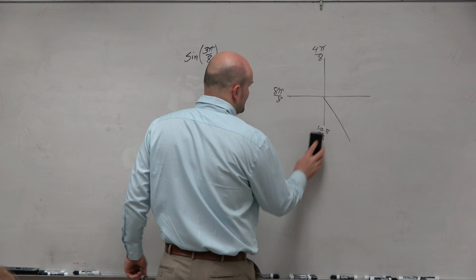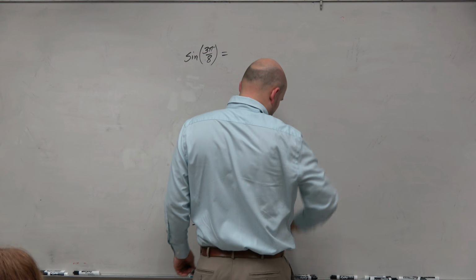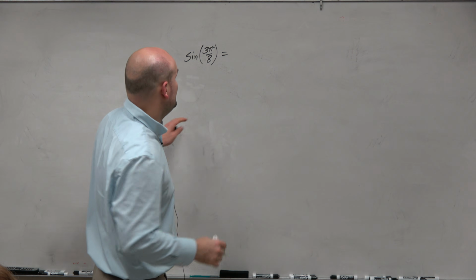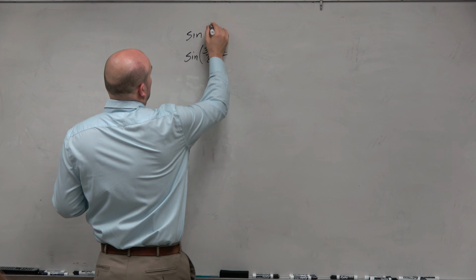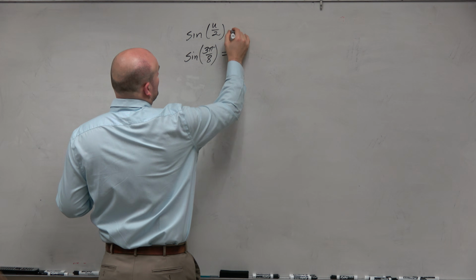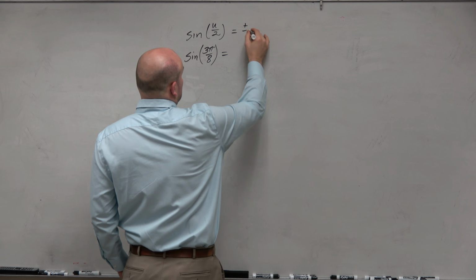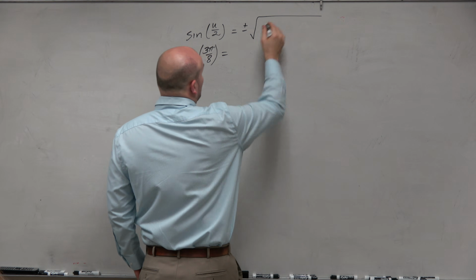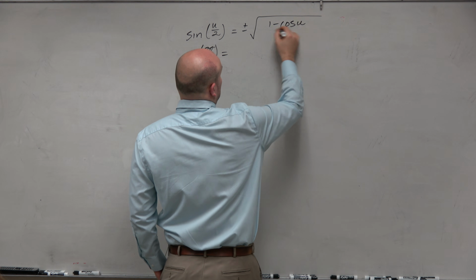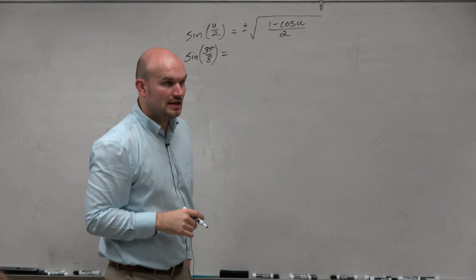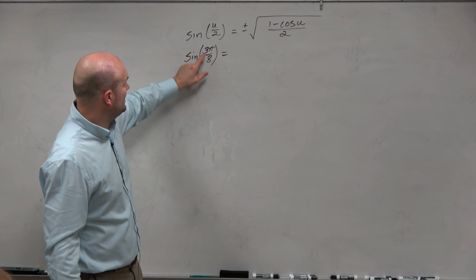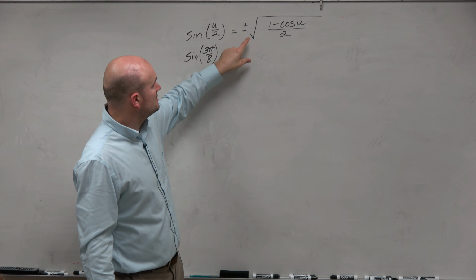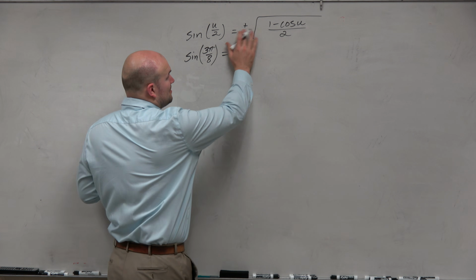All right. So let's take a look at the formula. When we're looking for the sine of u over 2, that is simply going to be plus or minus the square root of (1 minus cosine of u) over 2. Obviously, we've already determined that 3 pi over 8 is in the first quadrant, so sine is going to be positive.